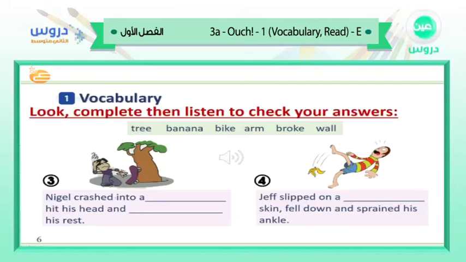3. Nigel crashed into a tree, hit his head and broke his wrist. 4. Jeff slipped on a banana skin, fell down and sprained his ankle.